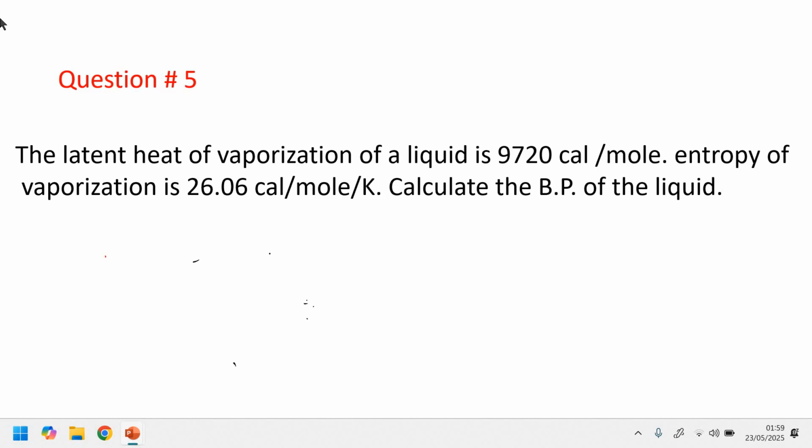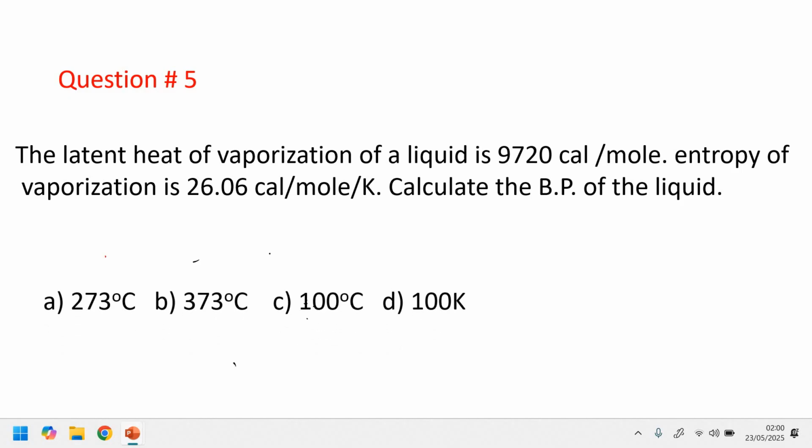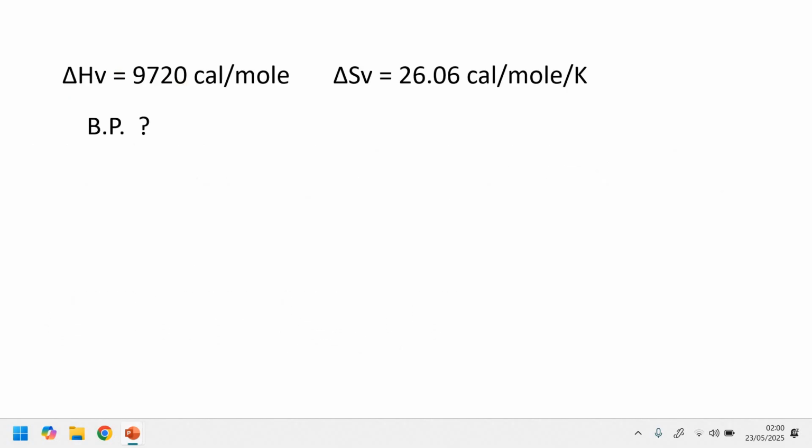Question number 5. The latent heat of vaporization of a liquid is 9720 calorie per mole. Entropy of vaporization is 26.06 calorie per mole per Kelvin. Calculate the boiling point of the liquid. The options are given. Now let's solve it.